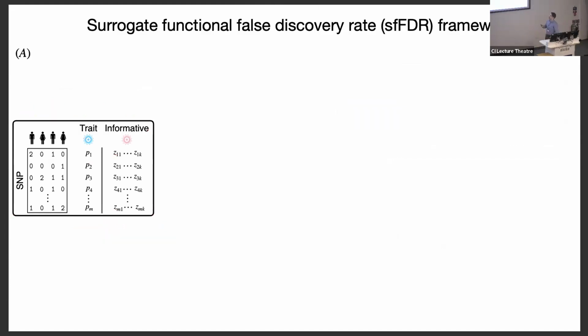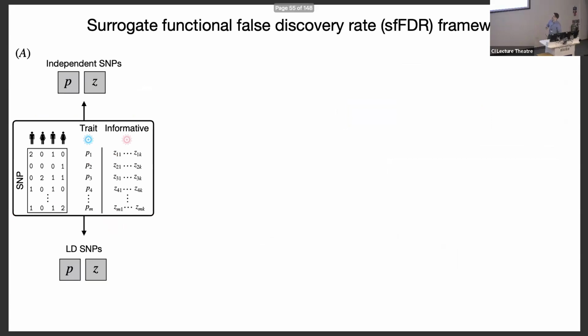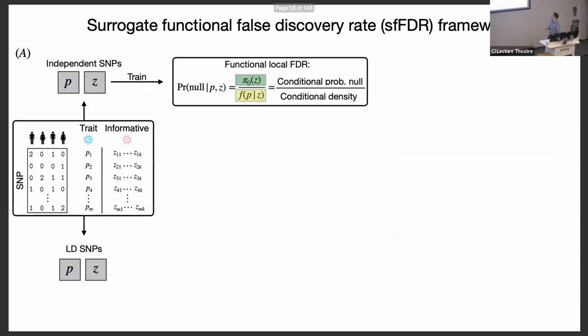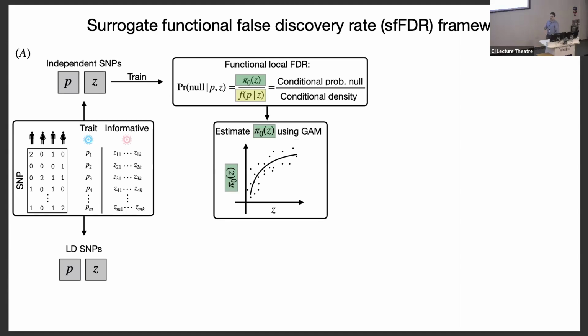Okay, so our framework we're calling surrogate functional false discovery rates. It works as follows. We take our data and we're going to split it up into a set of LD independent SNPs and a set of dependent SNPs. Now with the independent SNPs, we're going to estimate the local FDR, which depends on two quantities. The numerator is the conditional probability of the null given the informative data we have. And so we can get that using a GLM, a GAM, and there's a lot of sophisticated things you can do. The denominator is a little trickier.